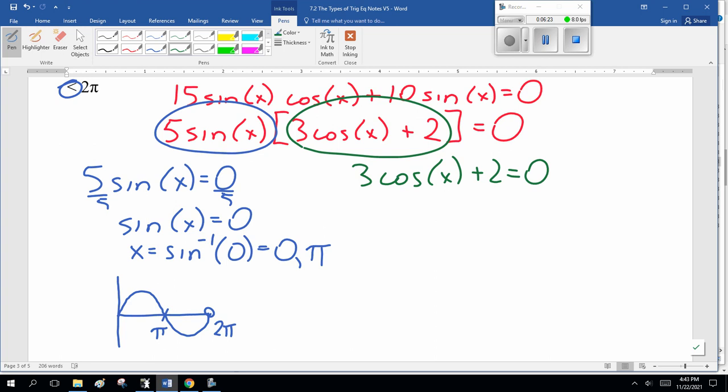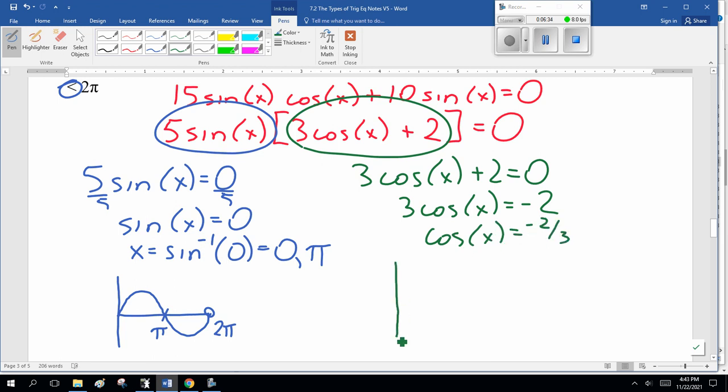So let's look at 3 cos of x plus 2. That's 3 cos of x equals minus 2. Cos of x is minus 2/3. So I draw the graph here. Sorry, I'm hitting myself. X is cos to the minus 1 of minus 2/3. Mr. Calculator spits out 2.30.